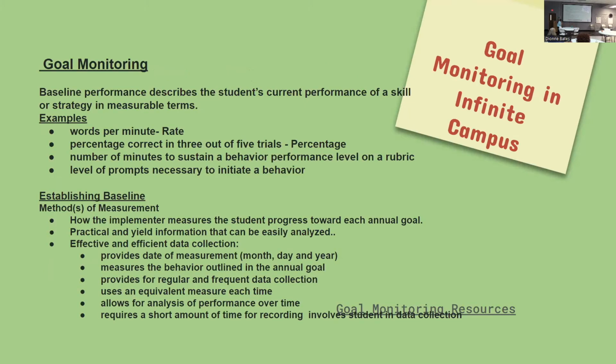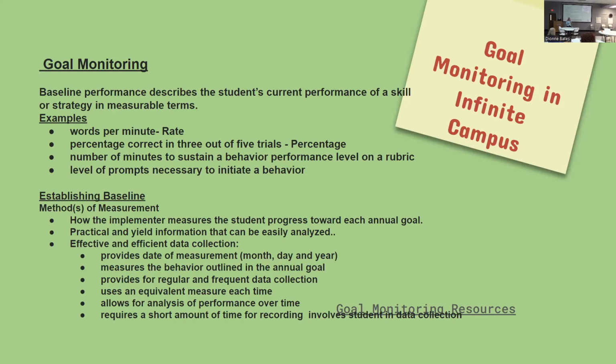We have to look at things about goal monitoring. We have to understand what baseline is, for one thing. It describes the student's performance of a skill or strategy in measurable terms. Everything we do in terms of a skill or strategy that we use with kids needs to be measurable, right? We have to have words or ways to measure. It's kind of easy if we do fluency. We can figure out words correct per minute, those kinds of things.